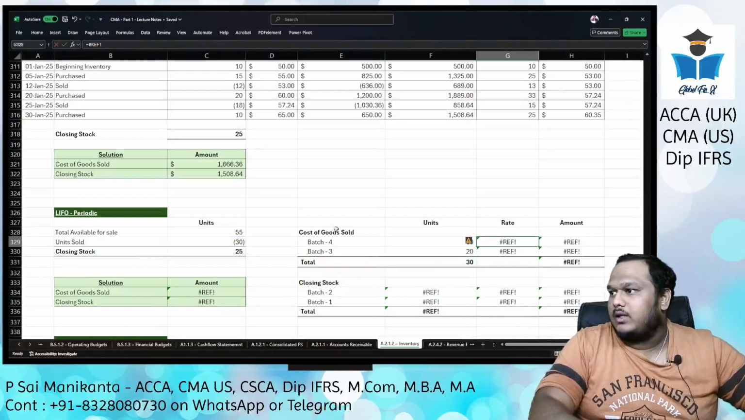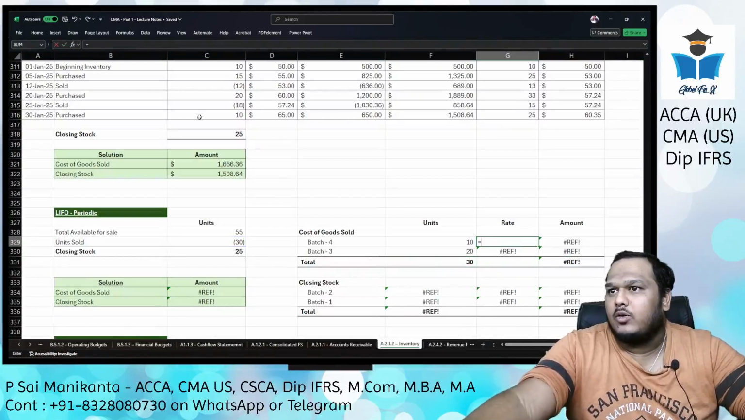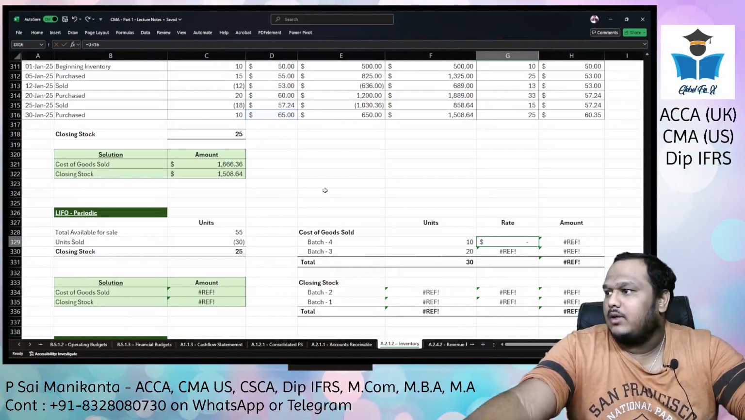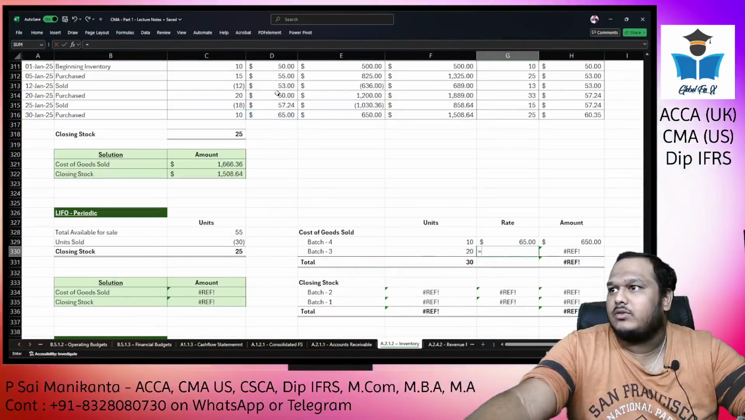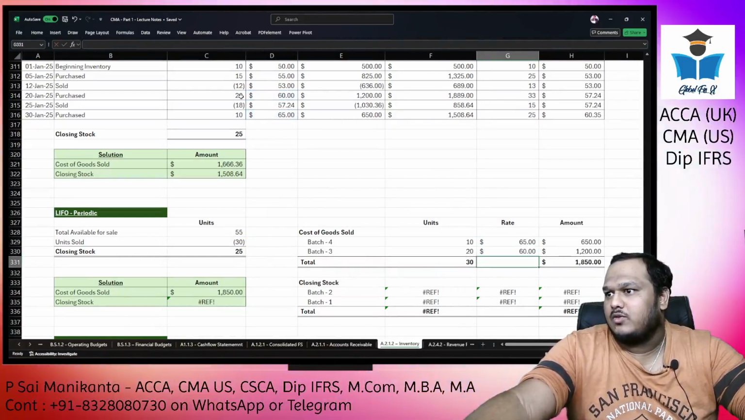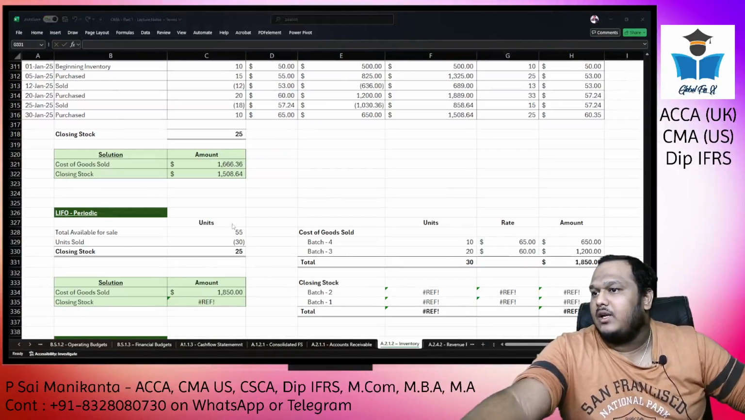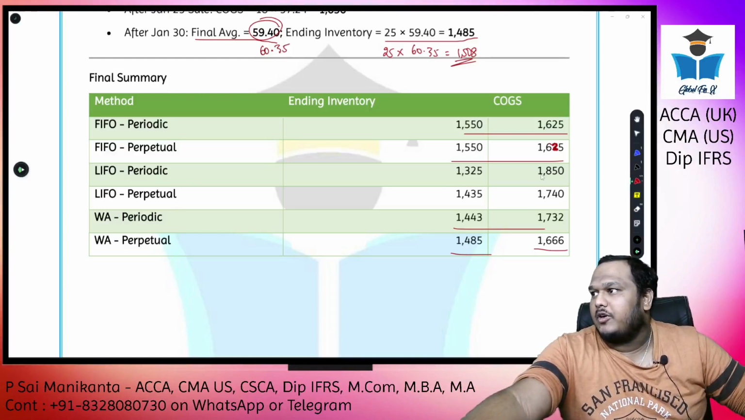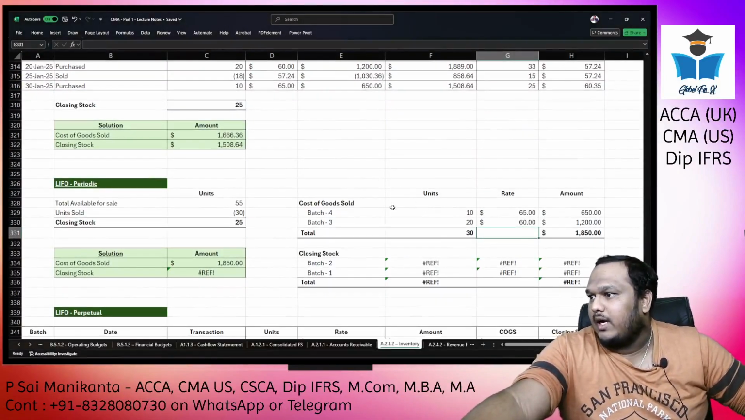Okay. Then the batch 4 rate is 65. Batch 3 rate is 60. So 10 plus 20, 30 units are sold there. So 1850 LIFO periodic. LIFO periodic 1850. Okay, all right, that's fine.